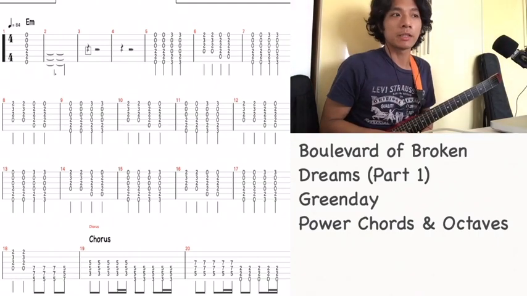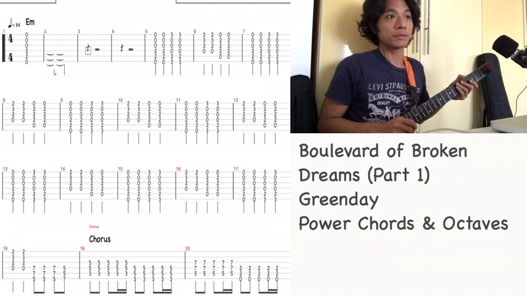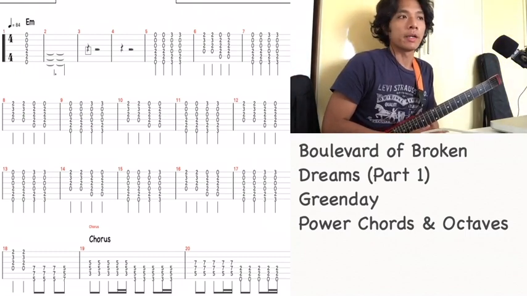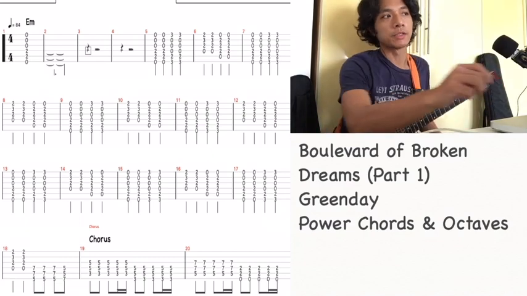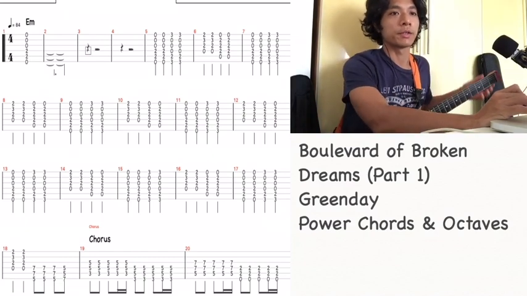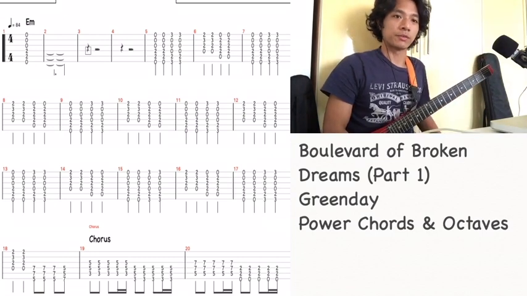I hope you've been learning all the previous songs that we've been doing, and I hope you've been able to play all the songs so far. Okay, today we're going to start with a new song, and this is Green Day's Boulevard of Broken Dreams. I think some of you might have heard the song before. It's a very famous song by Green Day, and we're going to use the power chords and the octaves that we've been practicing for the past 4 weeks, and we're going to continue on that.